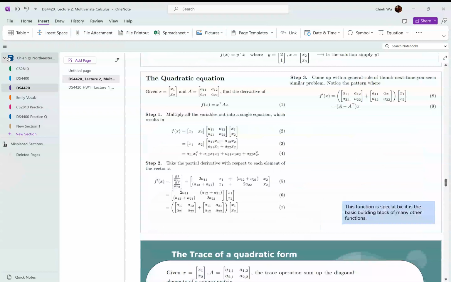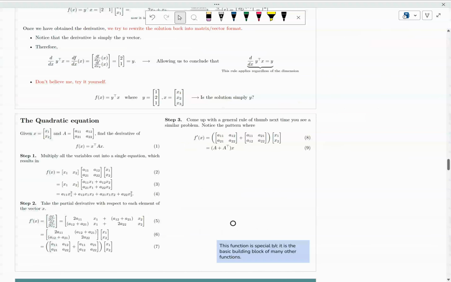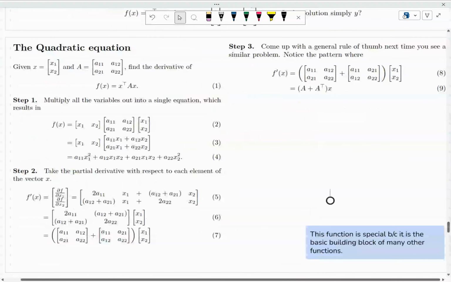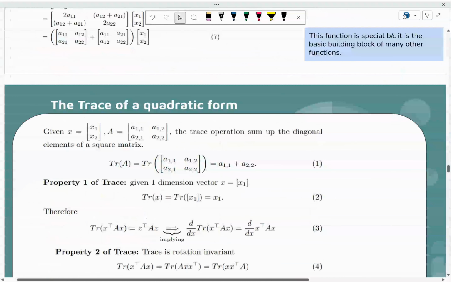Okay, so let's continue with the second portion of the lecture. Last time we worked with the quadratic over here. We did this in part one. We're going to continue with a bunch of other functions.